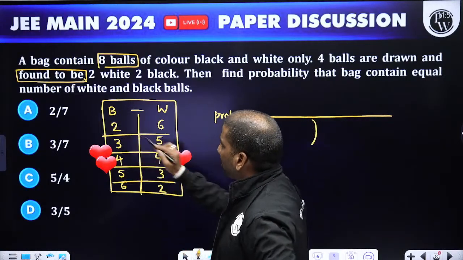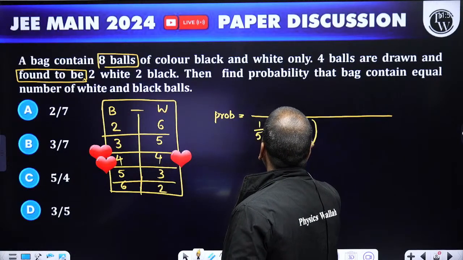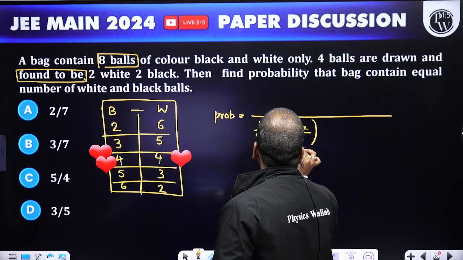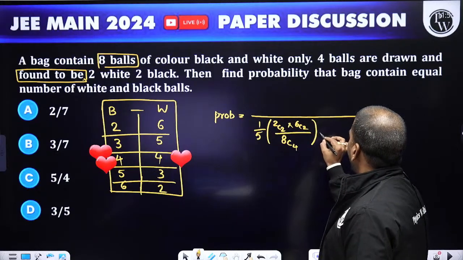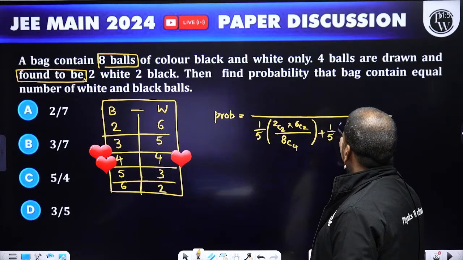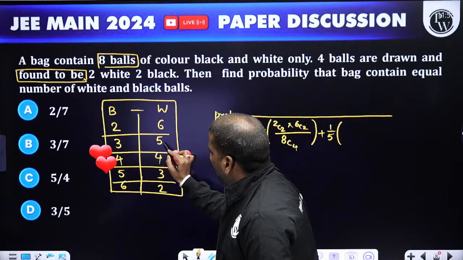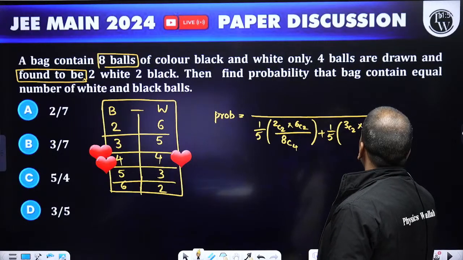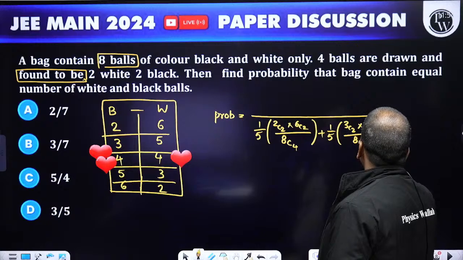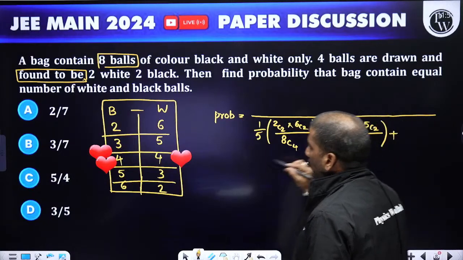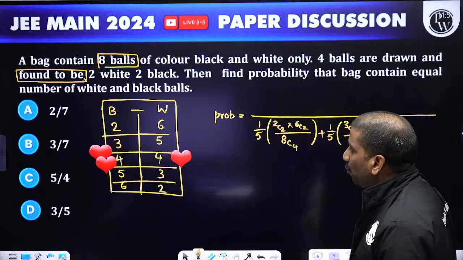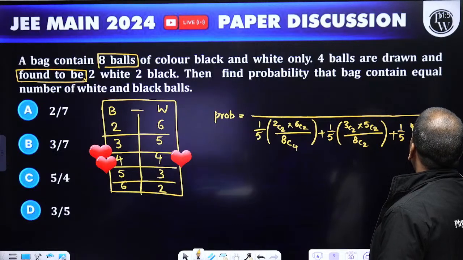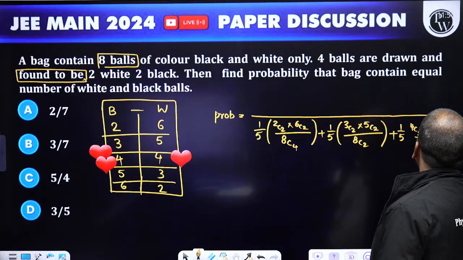So how many black balls are there in the first case? 2. So 2C2, 6C2, total how many? 8. 8C4. Now the second case, 1 by 5. 3 black are there, 5 white. So 3C2, 5C2 by 8C4. Next, 4 and 4: 1 by 5, 4C2, 4C2 by 8C4.